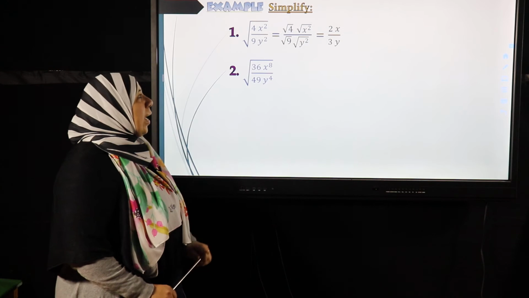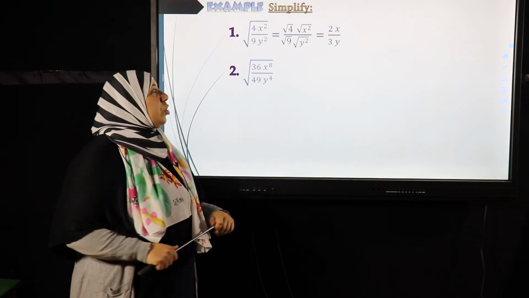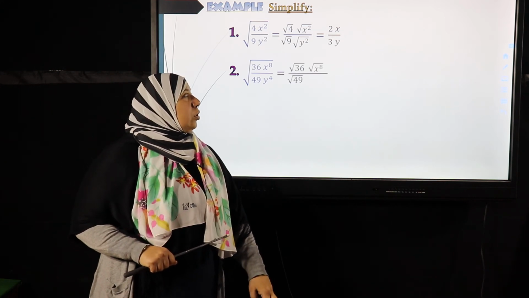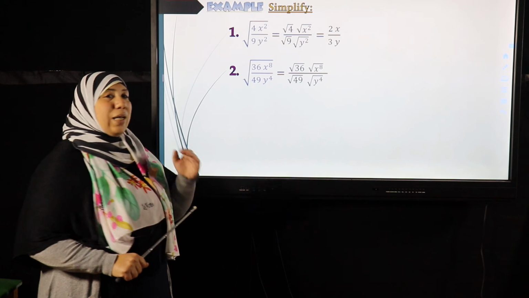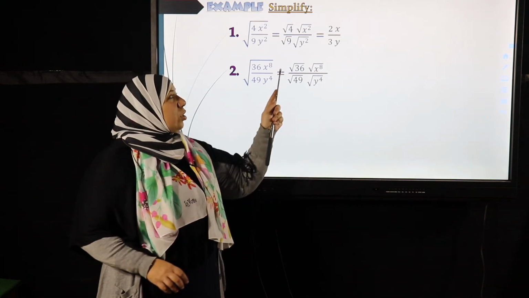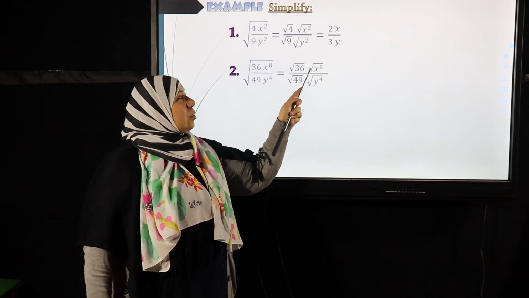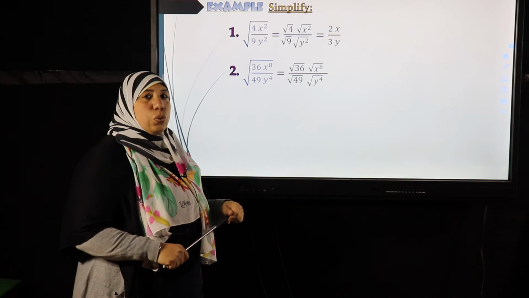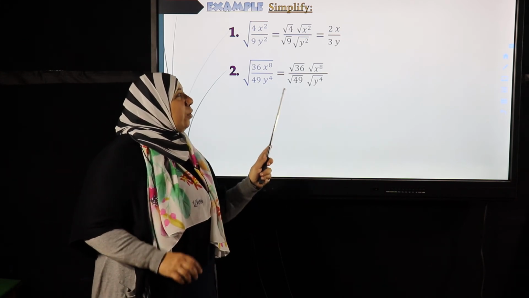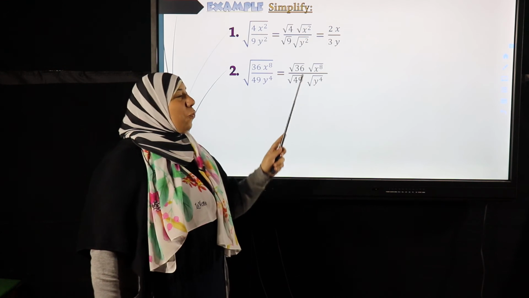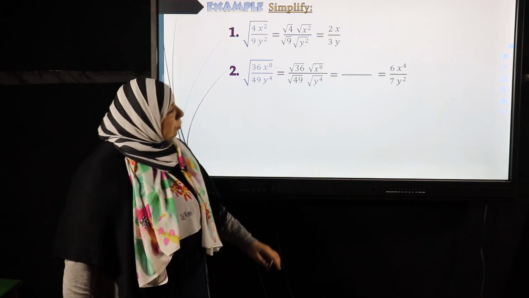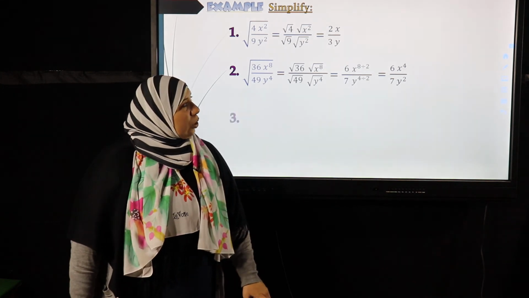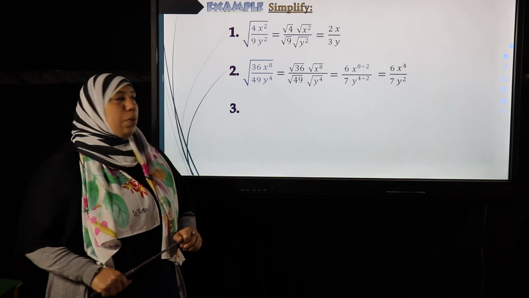Number 2, again 36 x power 8 over 49 y power 4. First we will distribute the square root. Second, we will find each one separately. Square root 36 is 6. Square root x power 8, what do we do to the power? Yes, we divide the power by 2, it will be x power 4. Now in 49, it will be 7, and 4 divided by 2 equals 2, so y power 2. The answer is 6 x power 4 over 7 y power 2.